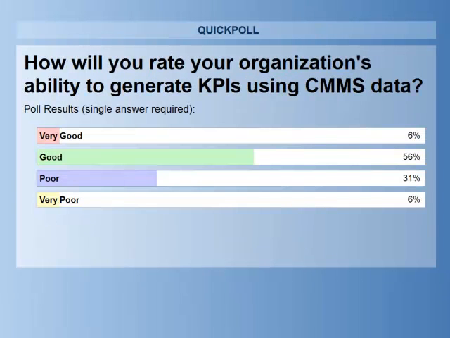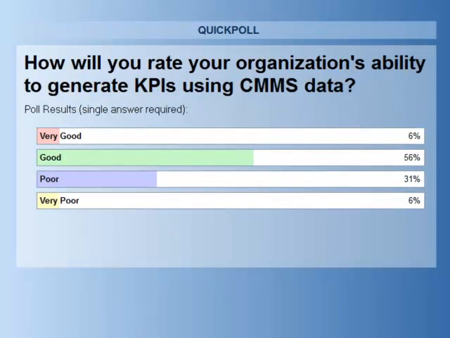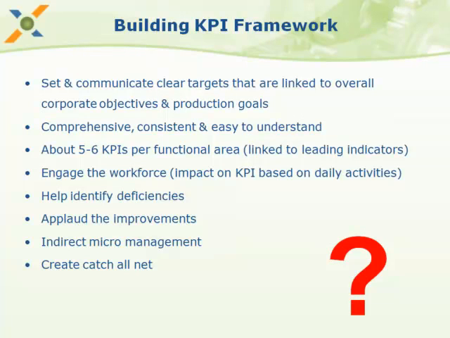56% are saying good, 31% are saying poor, and we have a tie at the bottom, 6% saying very good, 6% saying very poor. Good. So the majority of people are feeling good about what they have. So that's a good sign, because as discussed earlier, there are two issues here that we were trying to identify. One is, of course, the data quality we talked about, but sometimes the CMMS itself is not collecting enough data or enough scenarios that can help identify some of these things.